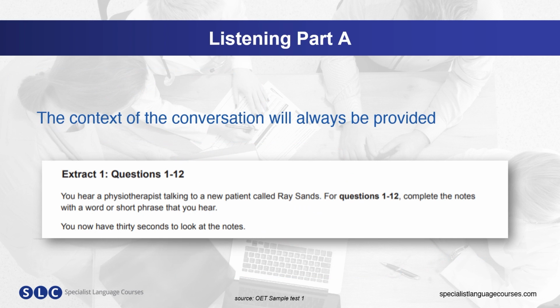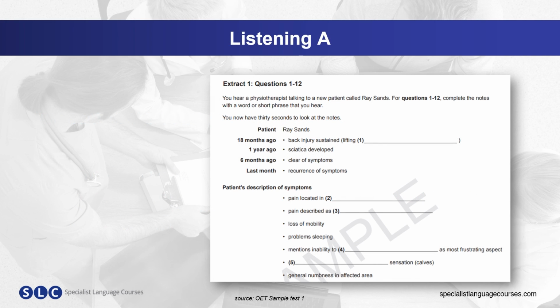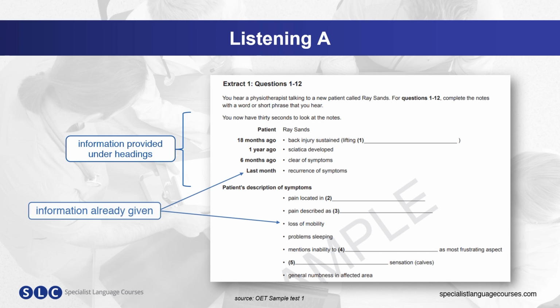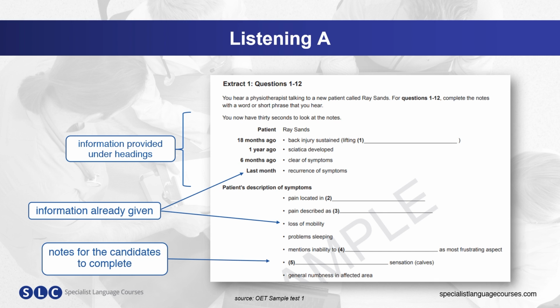For listening part A, the context of the conversation will always be provided, as you can see in this example. You will hear 2 extracts, each with 12 questions, and you have 30 seconds to read the notes before the audio starts. Information will be provided under headings, as well as information already given to help you keep your place and notes for you to complete.